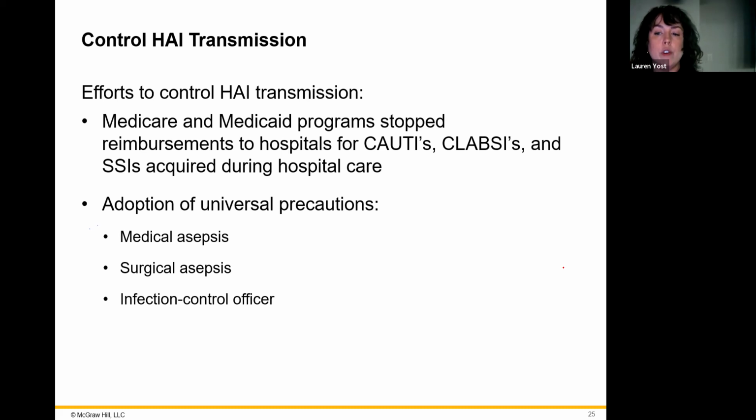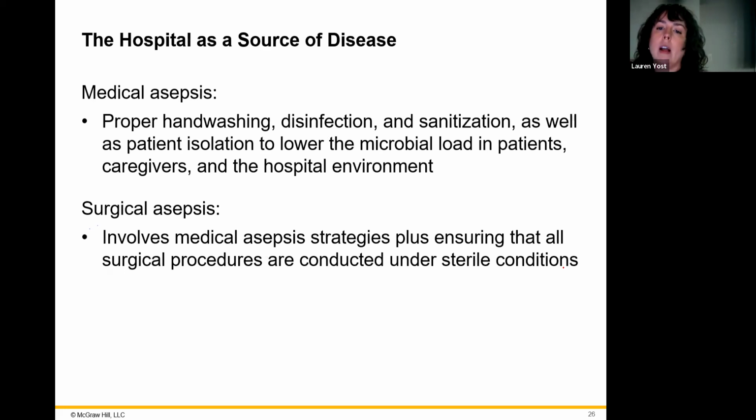Then we have adoption of universal precautions. So medical asepsis, which we're going to go through in a moment, and then surgical asepsis, and then the importance of the infection control officer. Medical asepsis is just talking about hand washing, disinfection, sanitization, and patient isolation as needed. If you have somebody who has developed MRSA, isolating them, you don't want them in the same room as somebody else, that sort of stuff. And here we're also talking about cleaning the linens on the bed and surfaces that patients could have come into contact with that aren't necessarily considered medical equipment, right?